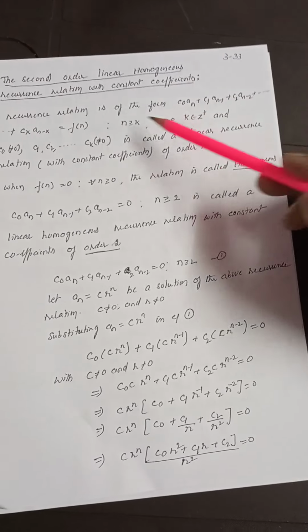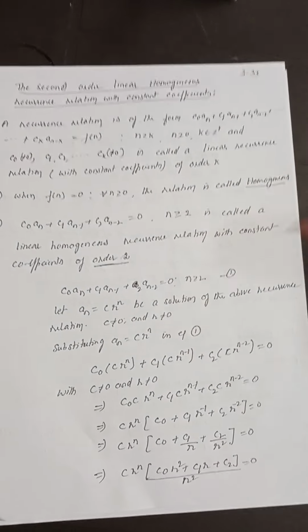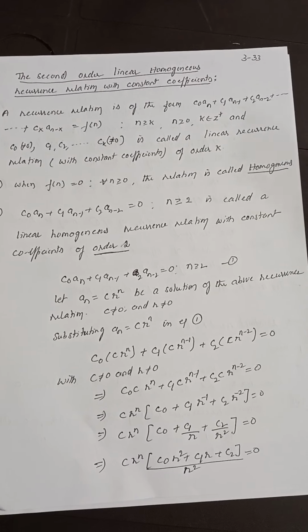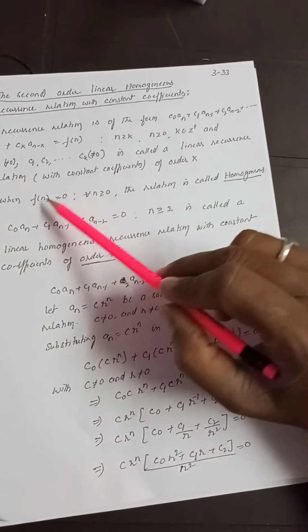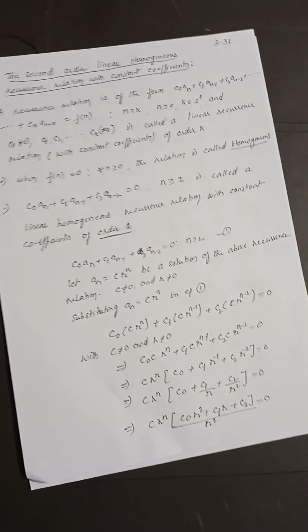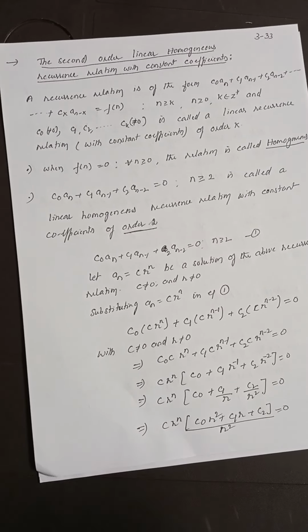Right? If f(n) is equal to 0, that means the right hand side function is equal to 0, then the linear recurrence relation is said to be a homogeneous recurrence relation. See, when f(n) is equal to 0, the linear recurrence relation is called homogeneous. Right? Now here we are going to study the second order linear homogeneous recurrence relations.